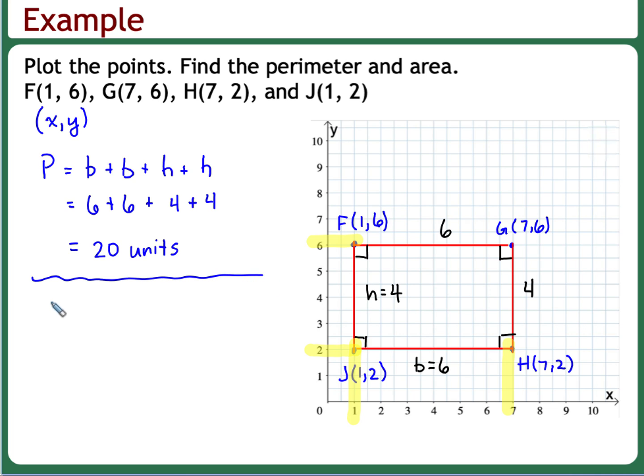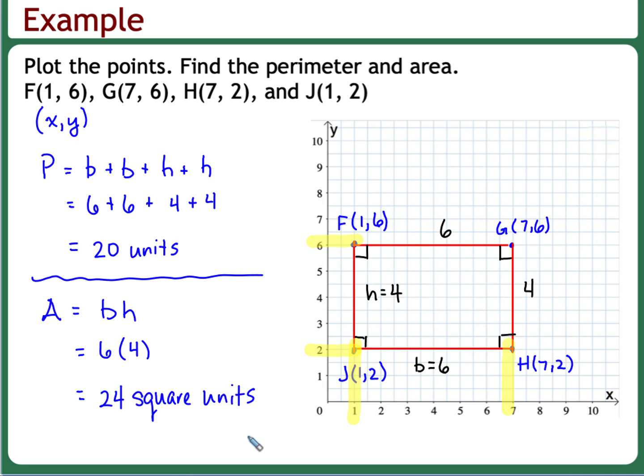Let's go ahead and do the area of this rectangle. So the area is the base times the height. So the base is 6, the height is 4, and 6 times 4 is 24. And this time we are finding the area via multiplication, so we have square units. And there you have the perimeter and the area.